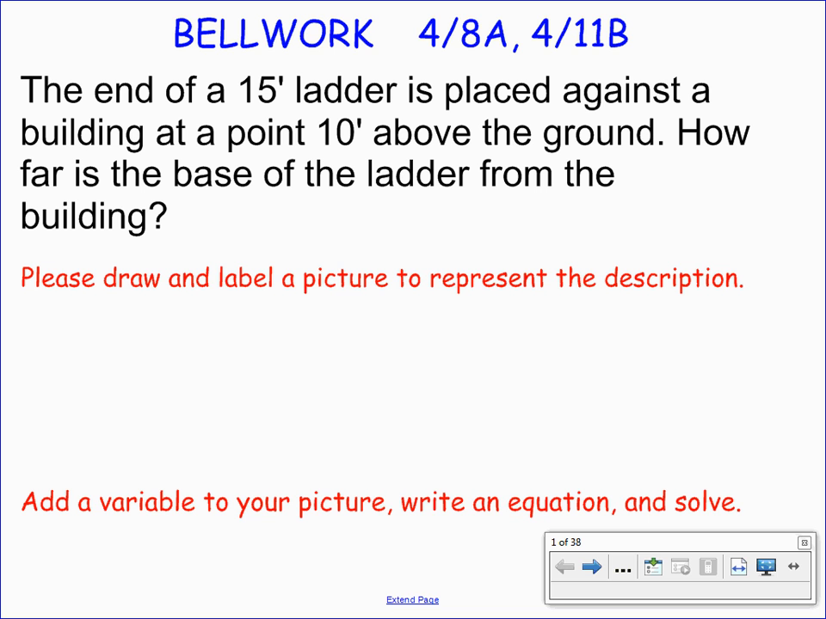So we're going to lean a 15-foot ladder up against a building at a point 10 feet above the ground. How far is the base of the ladder from the building? We'll draw and label a picture, add a variable to our picture, and then write an equation and solve. So how far is the base of the ladder from the building?